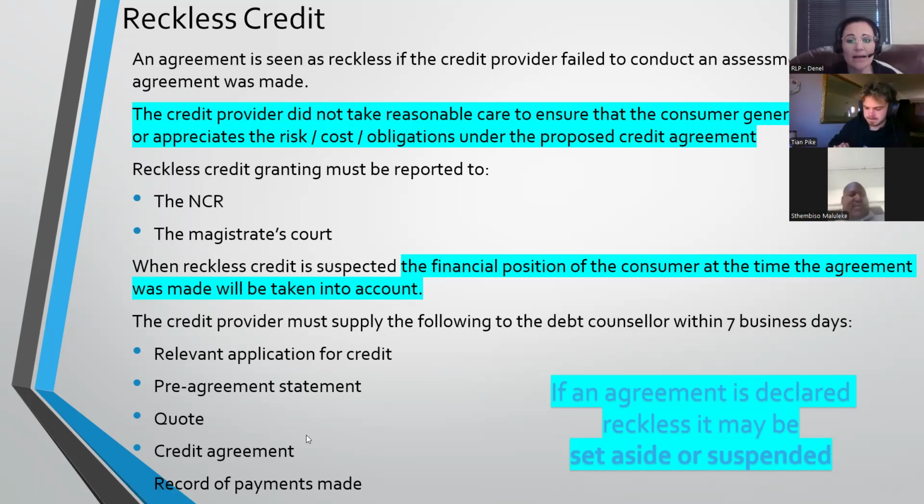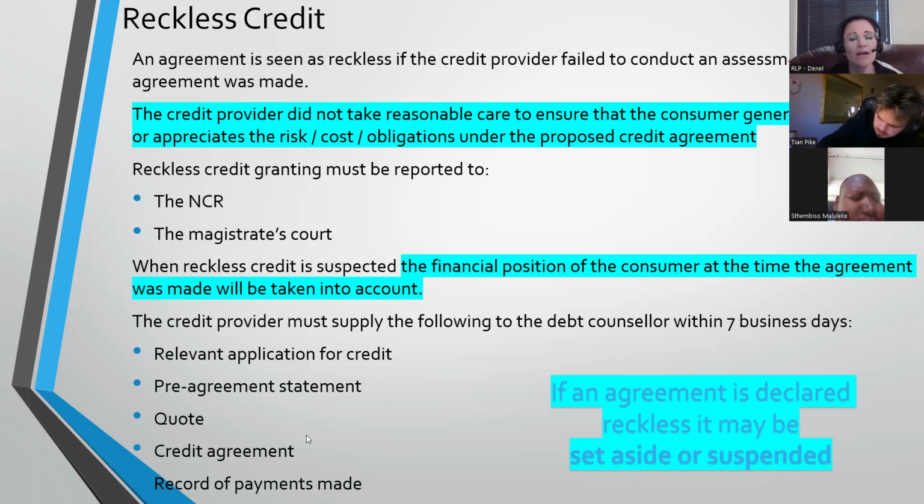So when it comes to reckless credit, an agreement is seen as reckless if the credit provider failed to conduct an assessment when the agreement was made. So the credit provider did not take the reasonable care to ensure that the consumer generally understands or appreciates the risk, the cost, or the obligations under the proposed credit agreement. Guys, reckless credit must be reported to the national credit regulator. And then for some reason, you always get the second one wrong. It must also be reported to the magistrate's court, not the tribunal, the magistrate's court.